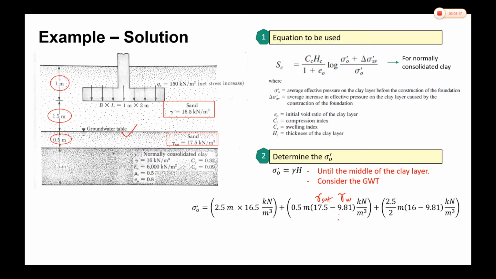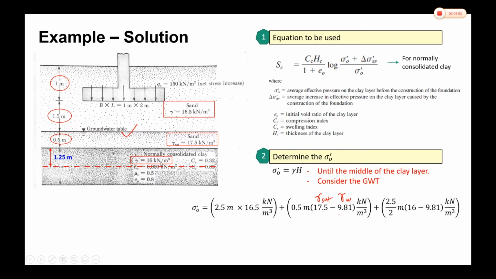Then at the third equation here, we have 2.5 divided by 2. As I mentioned, we need to determine the stress prime naught here until the middle of the clay layer. So we have 2.5, we divide it by 2, you will get 1.25.